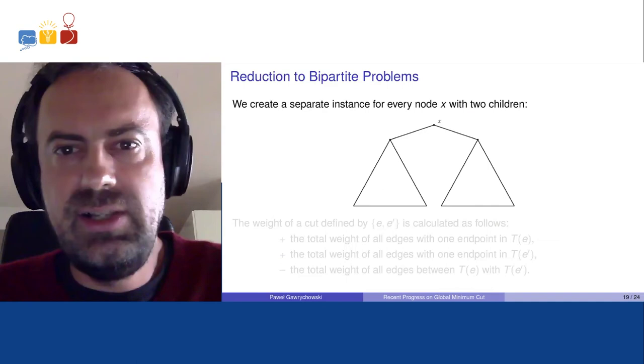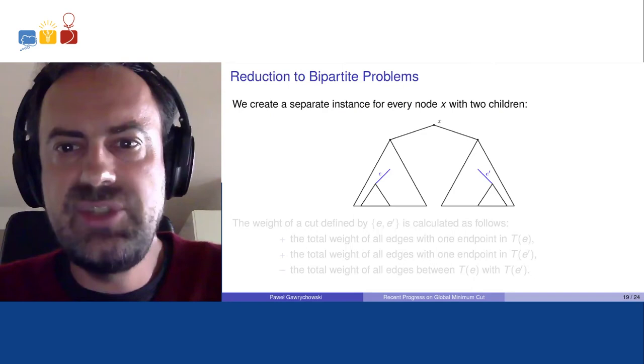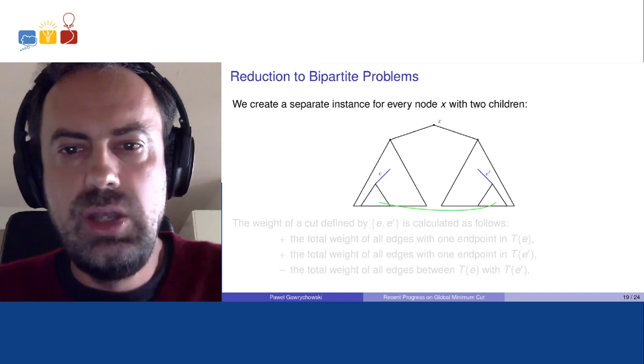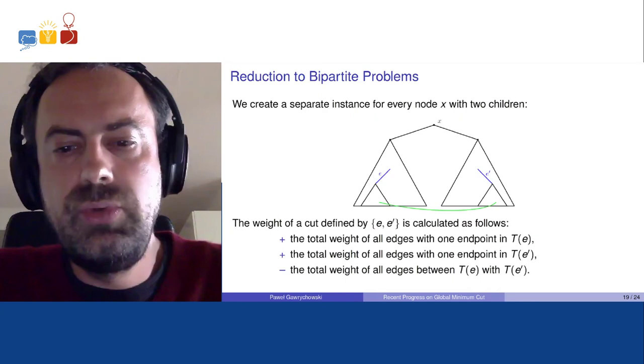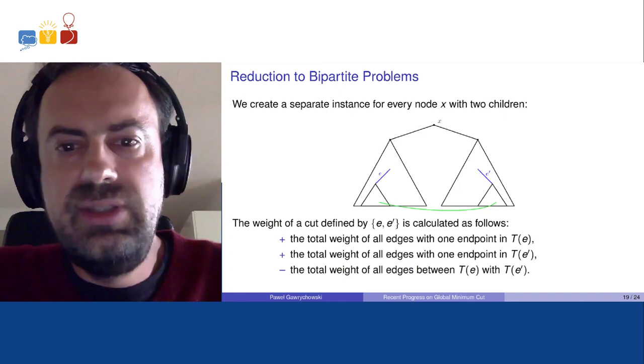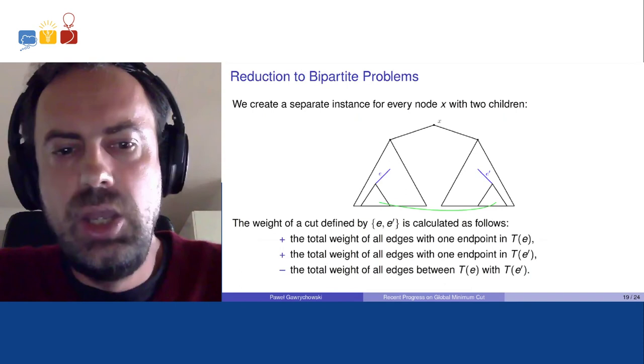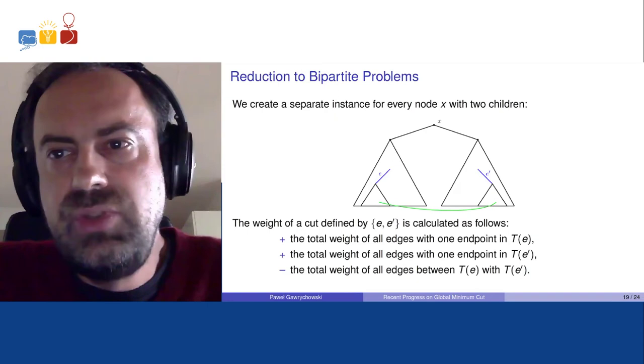So let's think about this in more detail. So this is the LCA, and now you seek E and E prime. E should belong to the left subtree, E prime should belong to the right subtree, and the weight of the cut that they together define is as follows. So we have a bunch of those green edges that connect the subtrees. So when you write down the formula for the cost of the cut that they define, it is the total weight of all edges with one endpoint in the subtree of E plus the total weight of all edges with one endpoint in the subtree of E prime. And then you kind of double count the edges that connect those two subtrees because they don't actually cross the cut. So you have to subtract the total weight of all edges that connect those two subtrees. And this is really the definition of the bipartite problem, but you just have to remove X to have two subtrees.